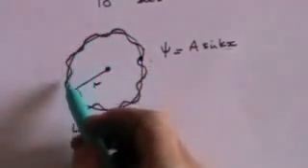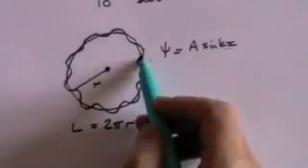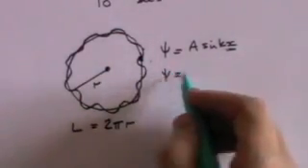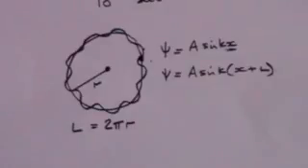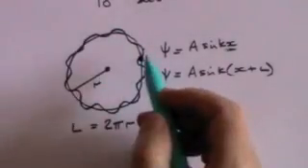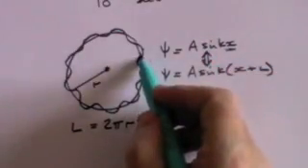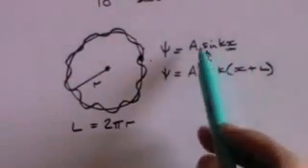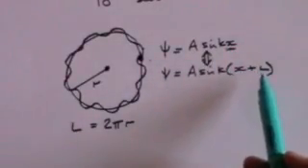Once the electron has gone all the way round, it has now gone x plus L, because at this point it was at x. Now it goes right the way round and comes back to where it started. It's now x plus L. So the wave function is now a times the sine of k into x plus L. But the rule is that that must be the same. Therefore, the wave function when it started and the wave function when it comes back to where it started must be equal. So a sine kx must equal a sine k into x plus L.